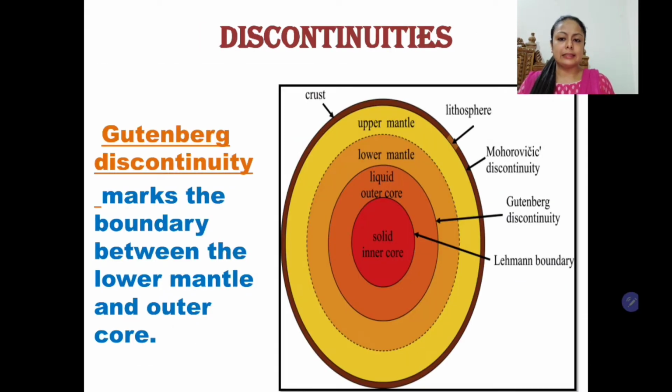The next one is the Gutenberg discontinuity. This marks the boundary between the lower mantle and the outer core. So the boundary between the lower mantle and the outer core is called the Gutenberg discontinuity. So students, this is all about the layers of the earth in general and about the discontinuities.